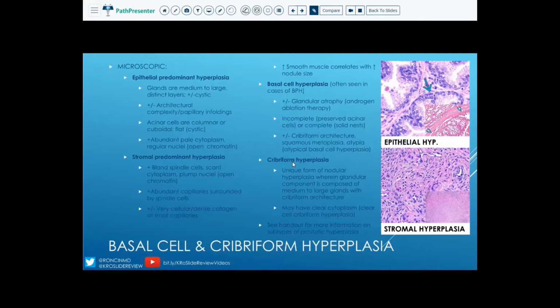Cribriform hyperplasia is rather unique, where we have, again, a glandular component that looks very similar to your epithelial hyperplasia with those medium to large glands, but it has that cribriform architecture, and you can see that clear cytoplasm. The clear cytoplasm was only appreciable in a small component of the cribriform hyperplasia. So in those areas, we would refer to that as clear cell cribriform hyperplasia. But again, it does not have to have clear cytoplasm to be called cribriform hyperplasia. And there's a bunch of other subtypes I included in the handout, so make sure you check that out.